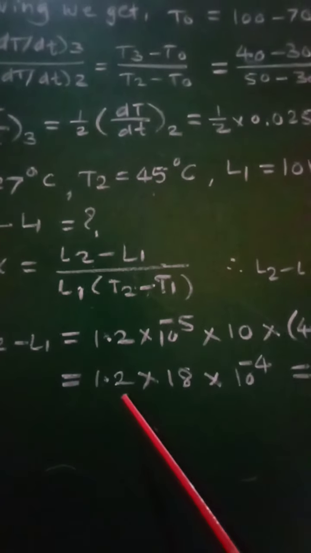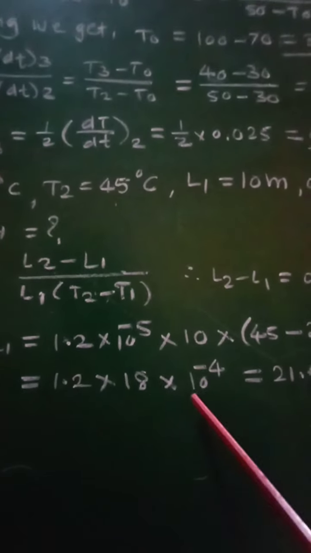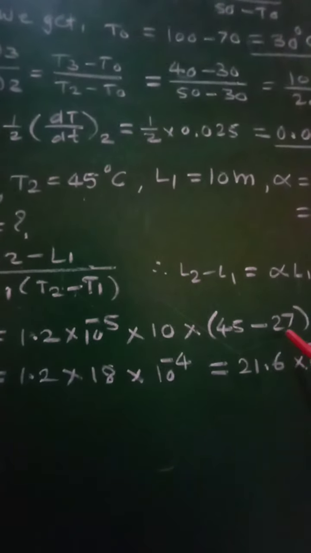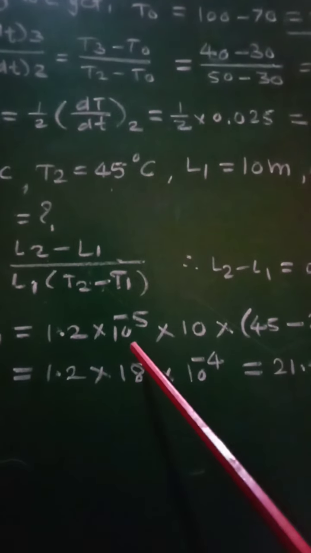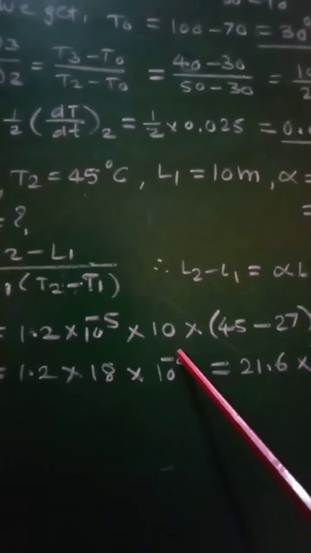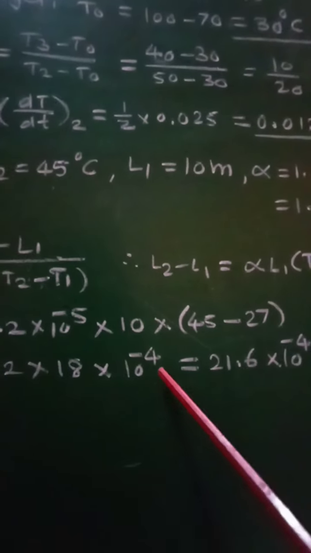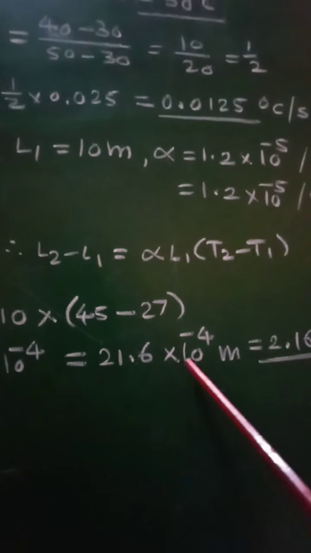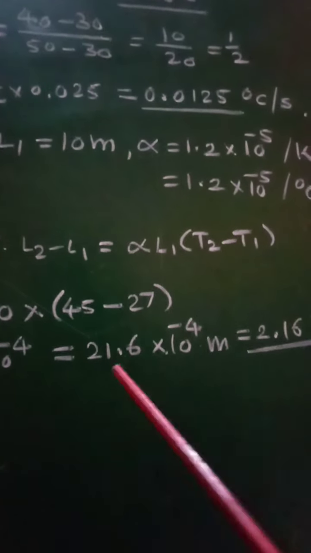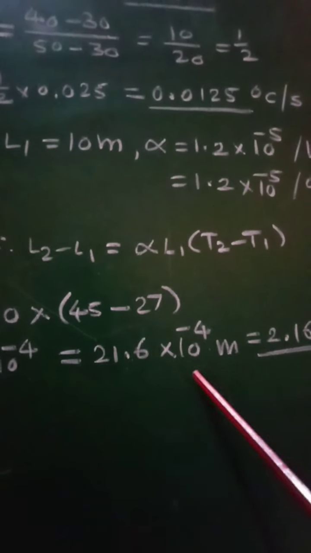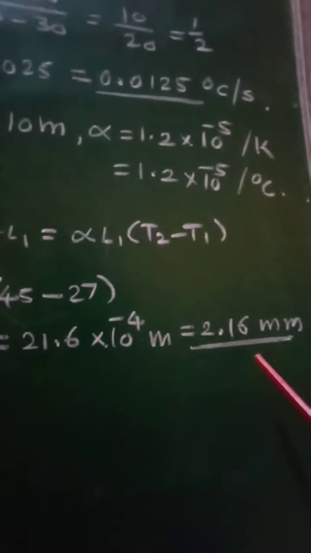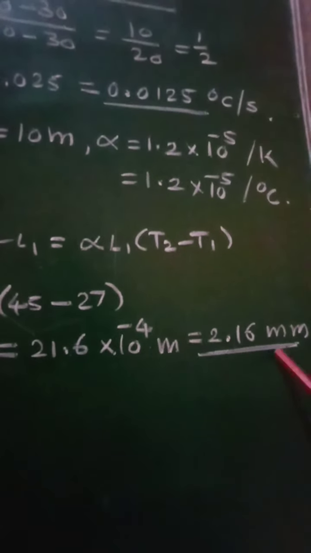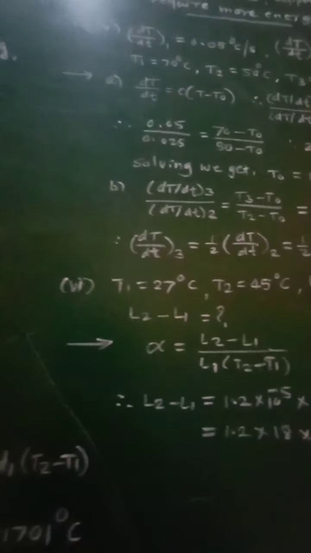Solving this, we will get 1.2 into 18 into 10 raised to minus 4. So 1.2 will remain as it is. 45 minus 27, we will get here 18 into 10 raised to minus 5 into 10 raised to 1, we will get as 10 raised to minus 4, and then simplifying it, we will get 21.6 into 10 raised to minus 4 meter, which will be equal to 2.16 millimeter. 2.16 millimeter, that will be the change in length.